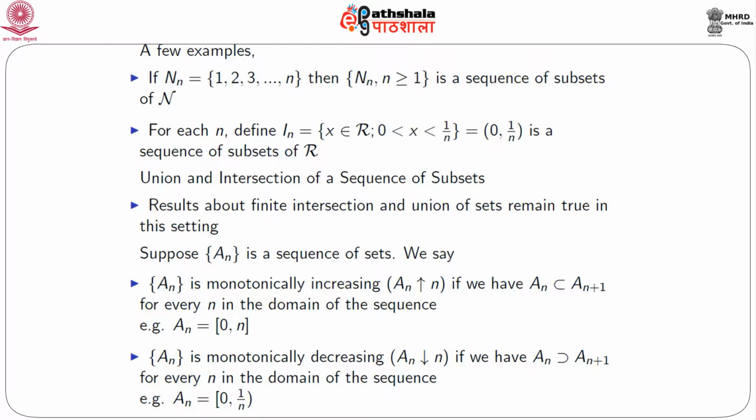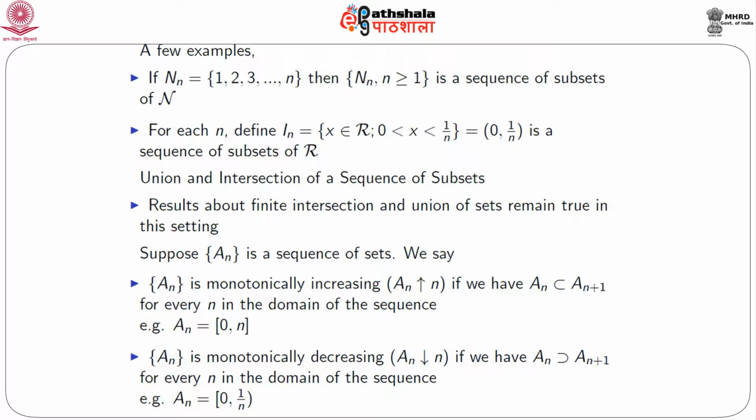Now, consider a few examples. Suppose I define N_n as the first n natural numbers 1, 2, 3 up to n. Then this N_n is a sequence of subsets of N. Script N is the set we defined earlier. For each n, we can define an interval I_n, where we say that it is the set of all x belonging to the real line such that x lies between 0 and 1/n. So, this is nothing but an open interval (0, 1/n). This is a sequence of subsets of R. This is the real line.